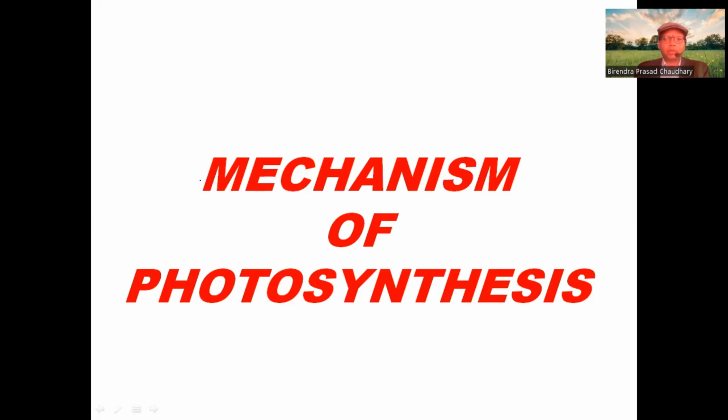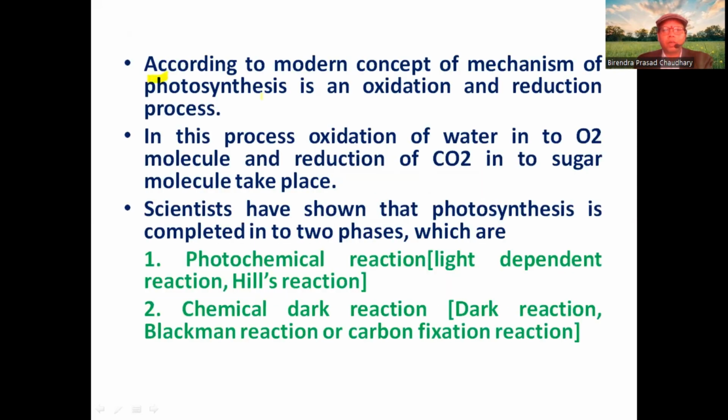Yes, we have to study about this mechanism of photosynthesis. According to the modern concept, the mechanism of photosynthesis is an oxidation and reduction process. The first concept we have to know is that photosynthesis is an oxidation and reduction process. It means photosynthesis is the combination of an oxidation reaction and a reduction reaction.